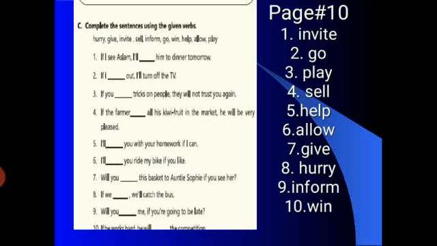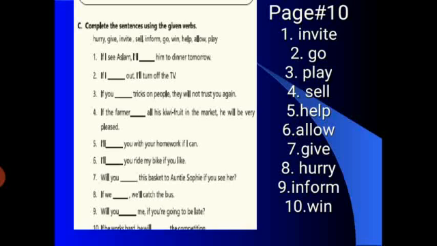Sentence number 7. Will you dash this basket to Auntie Sophie if you see her? In this example, we are going to write give, which is the most appropriate verb here. Will you give this basket to Auntie Sophie if you see her?